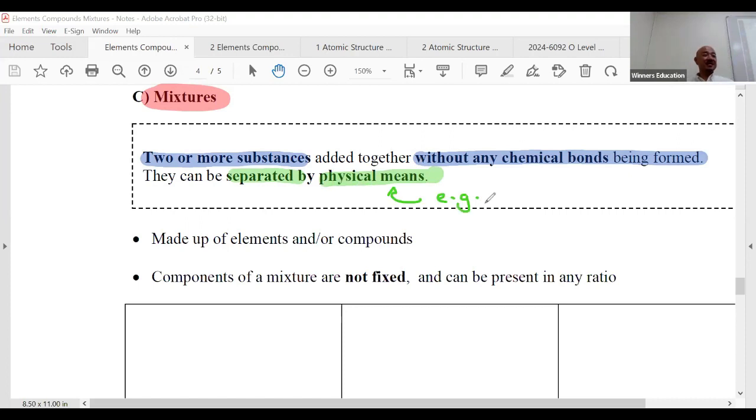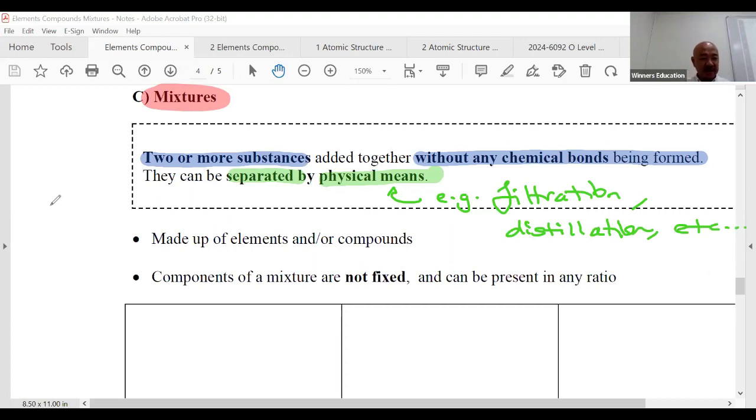Physical means, physical separation techniques. For example, like filtration, distillation, magnetic separation, right? We're going to go into this in the next topic.